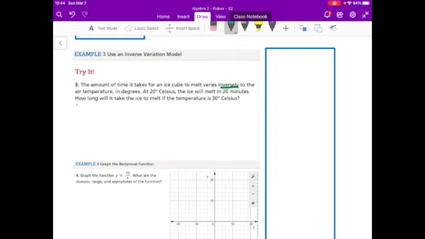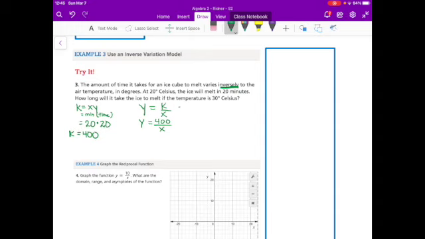So recall that k equals x times y. And in this case, our x is the minutes, and y is the temperature. So that would be 20 minutes times 20 degrees is 400. So k equals 400. So we get y equals 400 over x.